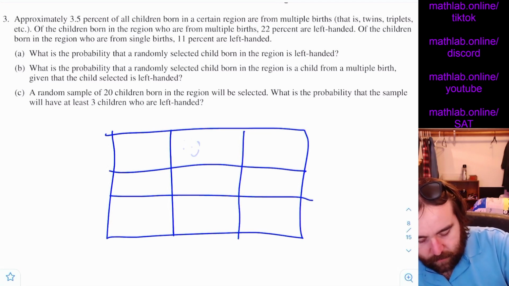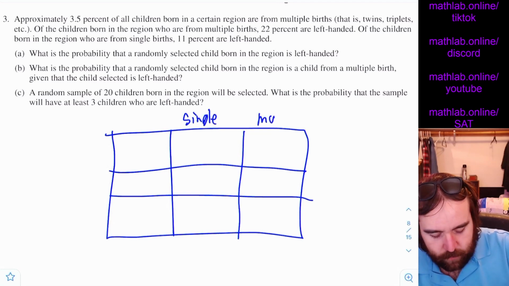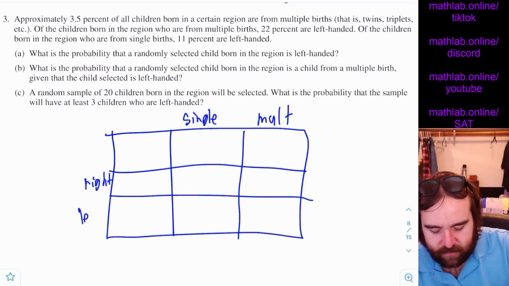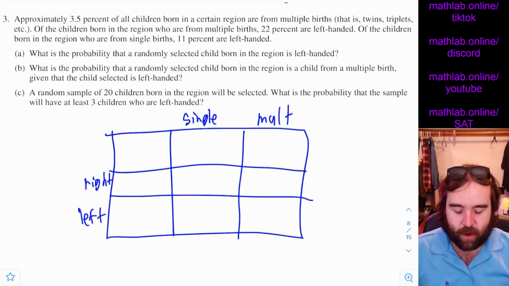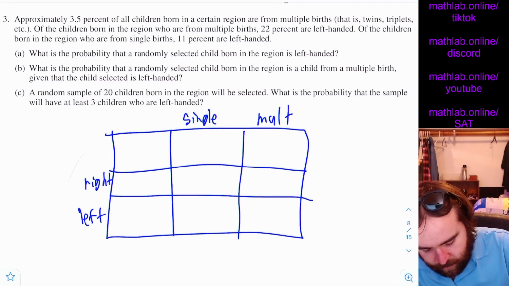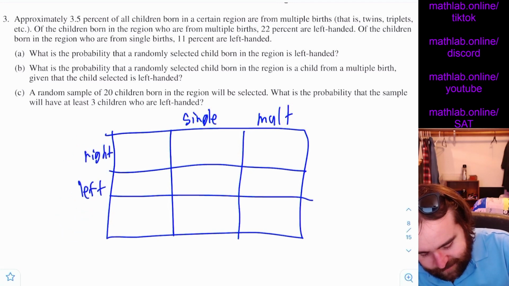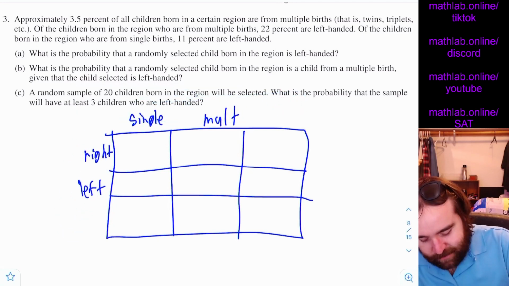Actually, I'm going to do it on the outside. We're going to have single births. We're going to have multiple births. And then we're going to have right-handed or left-handed. They're definitely assuming that you're either left or right-handed. Okay, wait, I still did this wrong. That goes there, those go there. The extra boxes are for the totals.